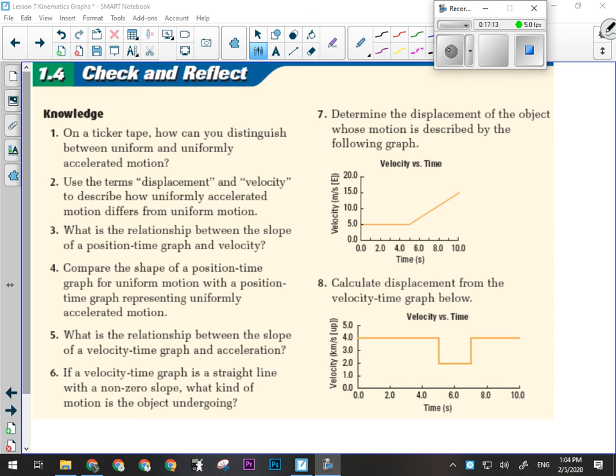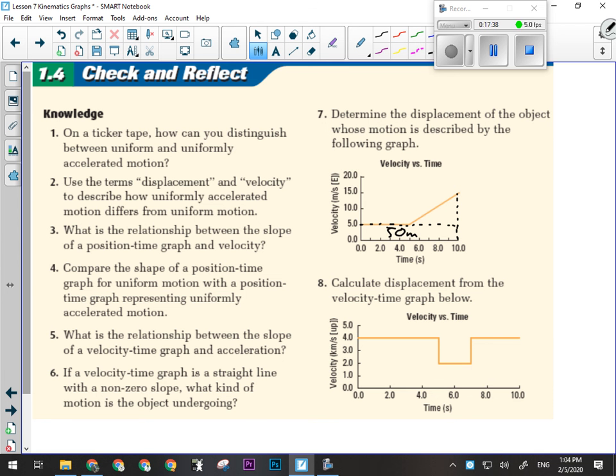All right, so for number 7 here, determine the displacement of the object in this graph. So I'm going to have essentially 2 shapes to calculate here. I'm going to have this rectangle underneath this triangle here. So this rectangle represents what the object would have done if it had stayed traveling at 5 meters per second for the entire 10 seconds, and that is that it would have traveled 50 meters.